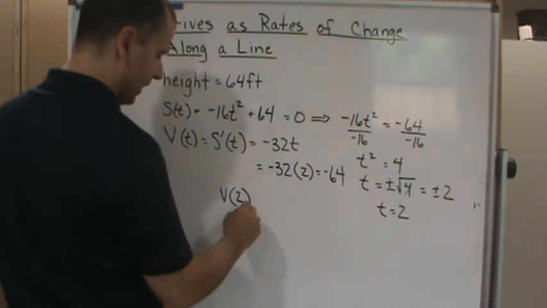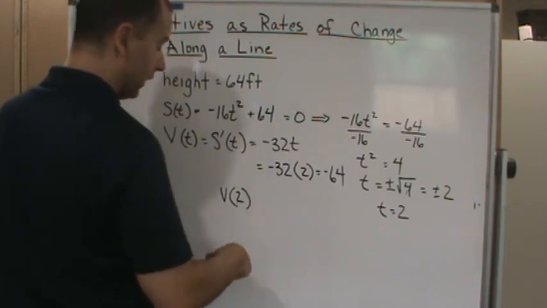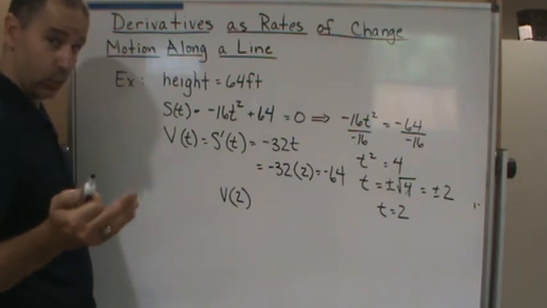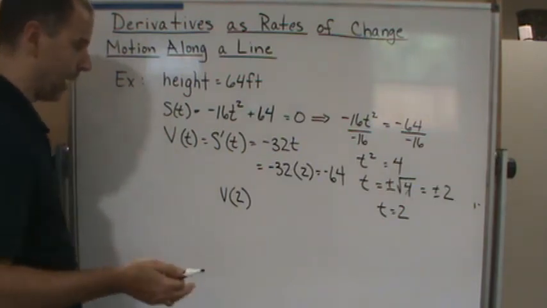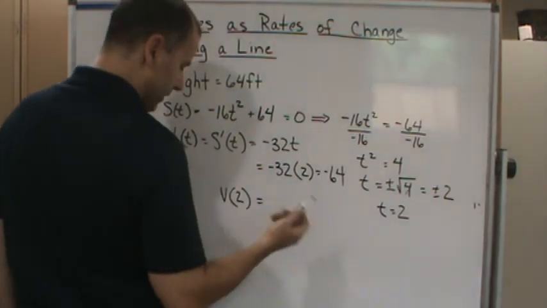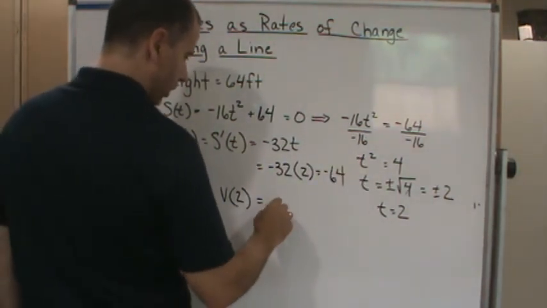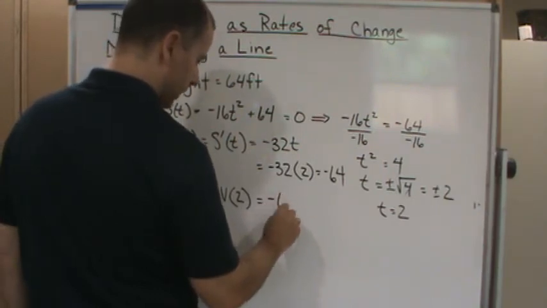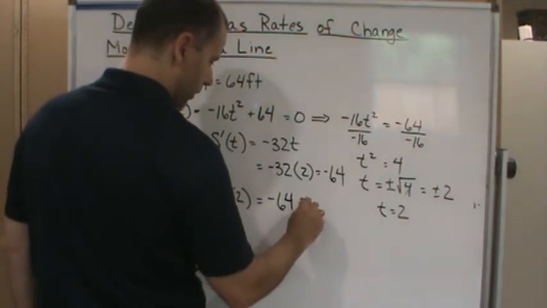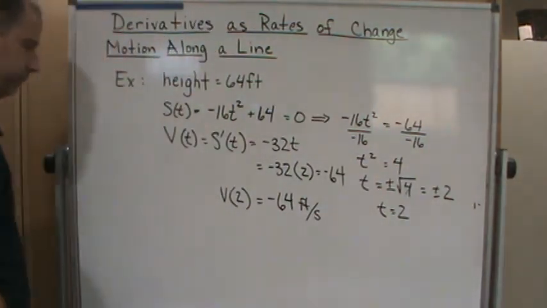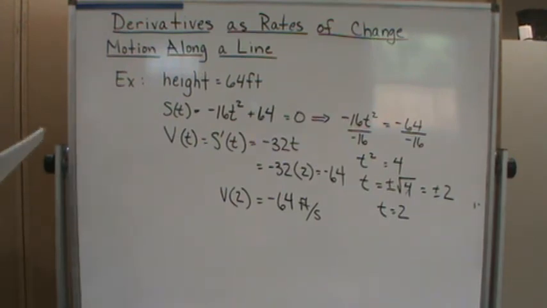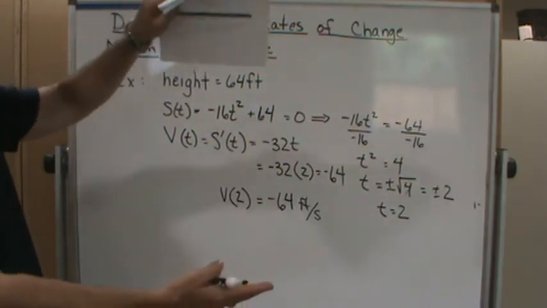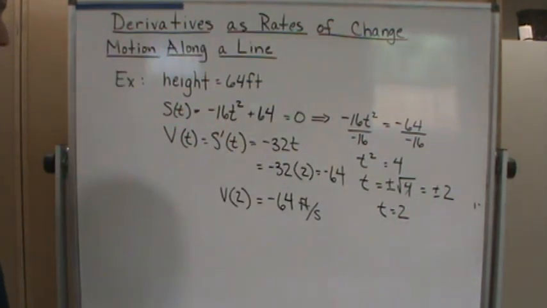So I would say the instantaneous velocity 2 seconds after the ball was dropped, in other words, the ball hit the ground 2 seconds after it was dropped, so the velocity of the ball when it hit the ground was negative 64 feet per second. Now, where does the negative sign come in? Well, the negative sign means that it was heading towards the Earth, right? Because the height was getting smaller and smaller. Okay?